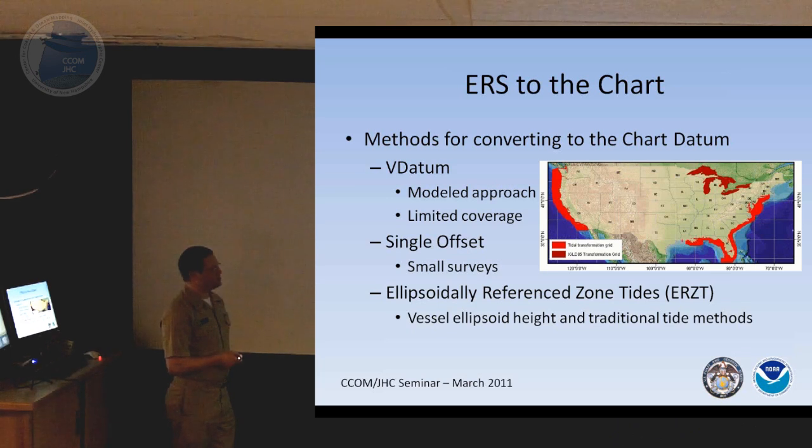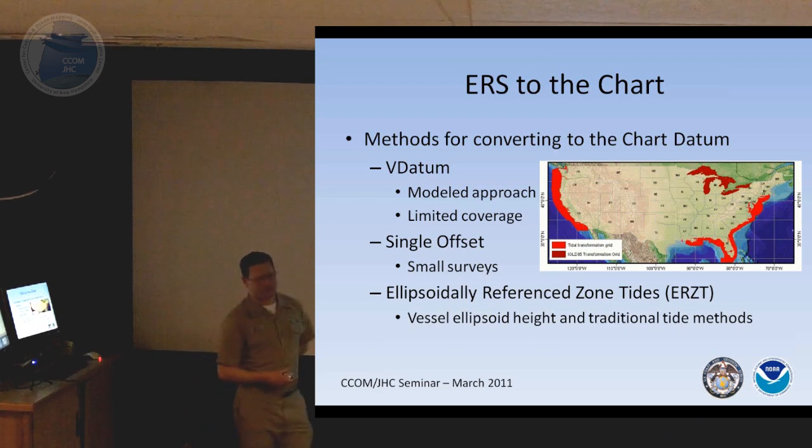And these are the coverage areas. And as you can see, we're missing it up here in New England. We don't have it here in Texas. But the other place that NOAA is currently doing a lot of surveys is Alaska, and there is no VDatum in Alaska. So it's a huge area where we're sending our ships, which kind of makes surveying by the ellipsoid not possible.